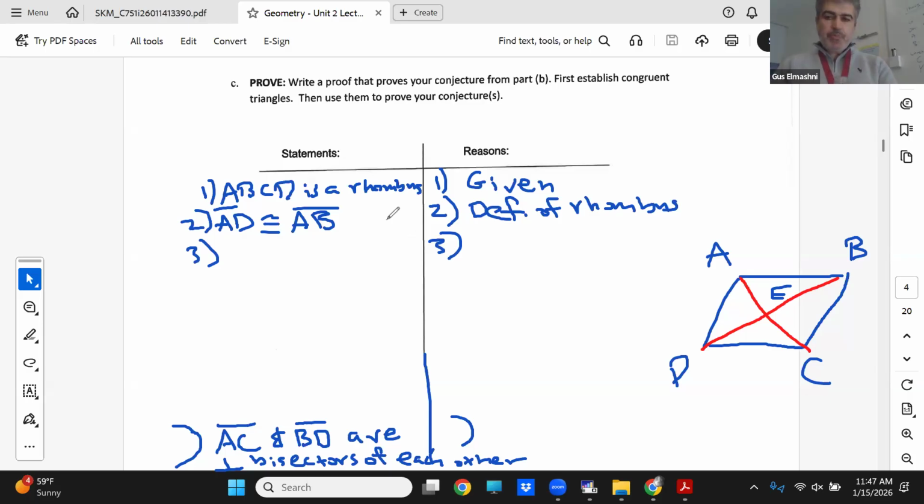Also, what else do I know? I do know that AE equals AE, and that's going to be reflexive. A is congruent to AE. Yeah. So that's reflexive.